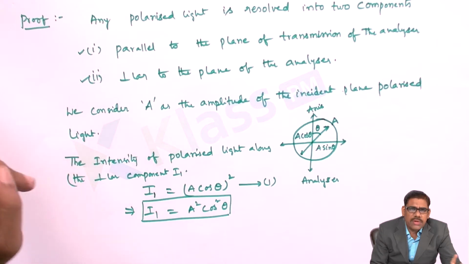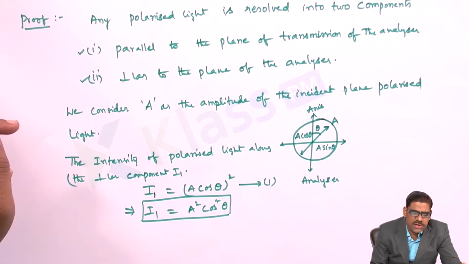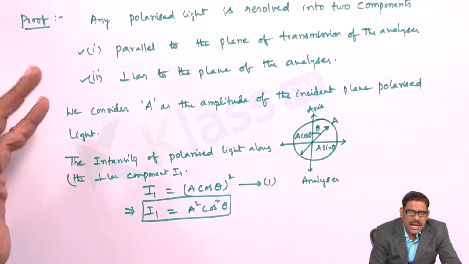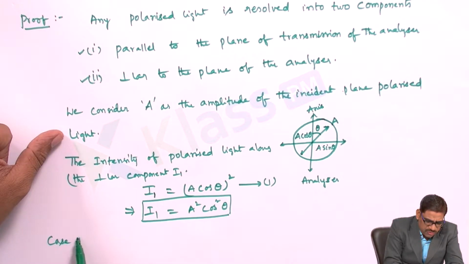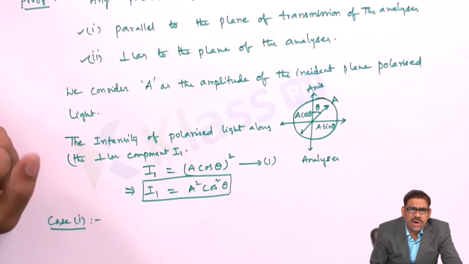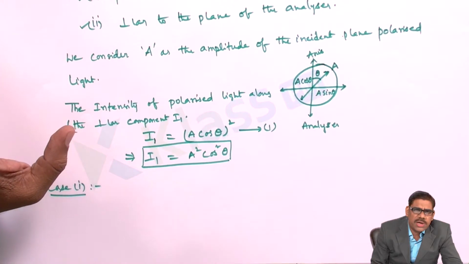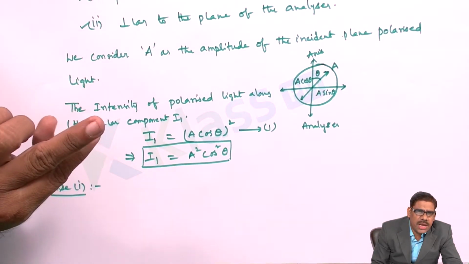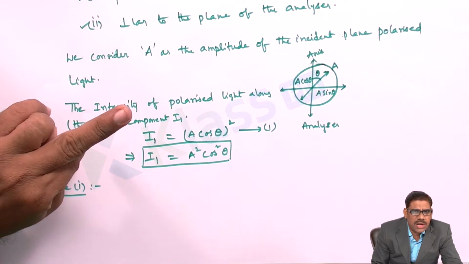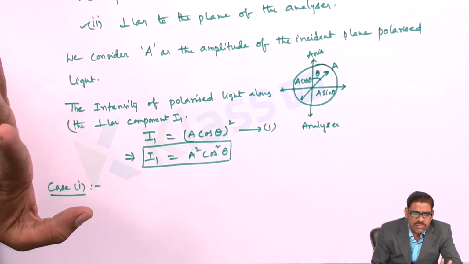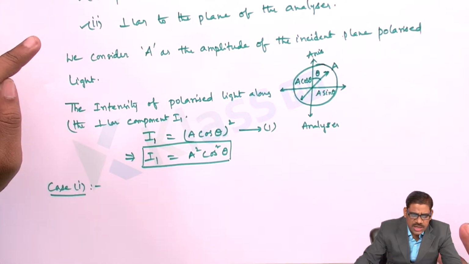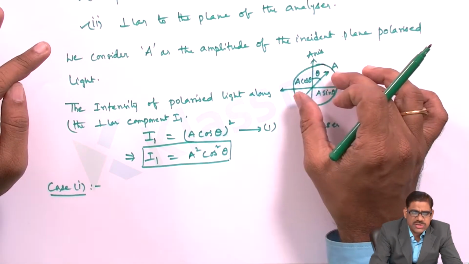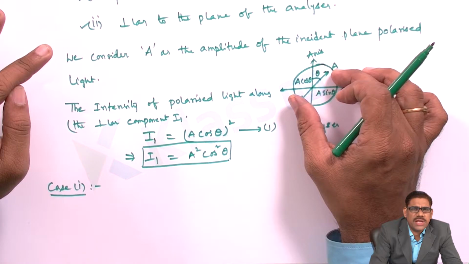Now, as already said, they are resolved into two components, one parallel to the plane of transmission of the analyzer and one perpendicular to the plane of the analyzer. Case 1 is the parallel component: the angle between the plane of the analyzer and the plane of the polarizer is 0. When theta is 0, it is parallel to the plane of transmission of the analyzer.